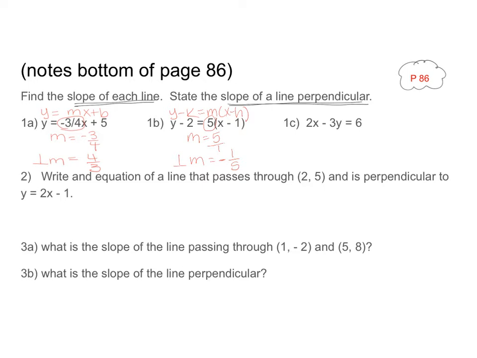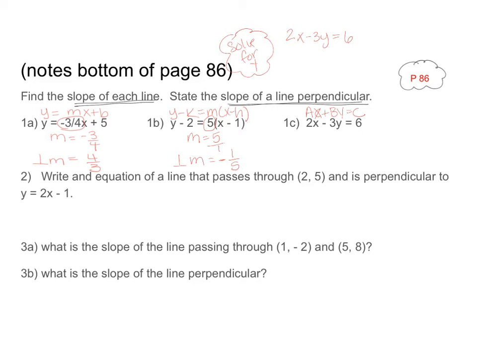So we're now to the third problem, C. This problem is in standard form, ax plus by equals c. So I can't see my slope. So this is the type of problem that if I want my slope, I have to solve for y. So I'm not ready to find my slope of that yet. I need to solve for y.